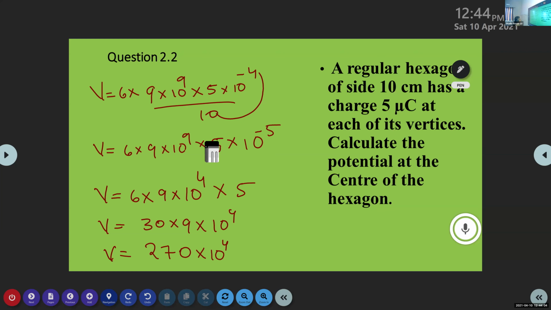What is the unit of potential? 270 into 10 raised to 4. Coulomb per meter. Potential. Volt. Enough.